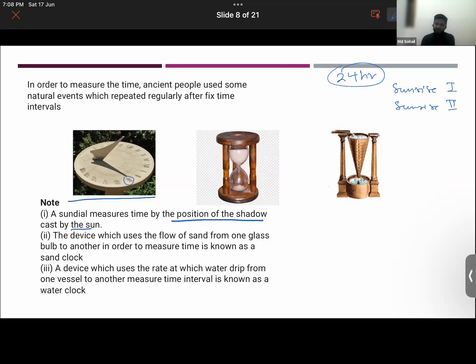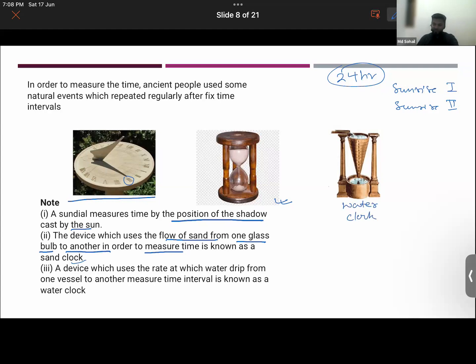Then you had a device which used sand to calculate time. This sand was used to measure a short span of time, right? Yes, sir. The device used the flow of sand from one glass bulb to another in order to measure time, and hence it is called a sand clock. Then you had this water clock here.